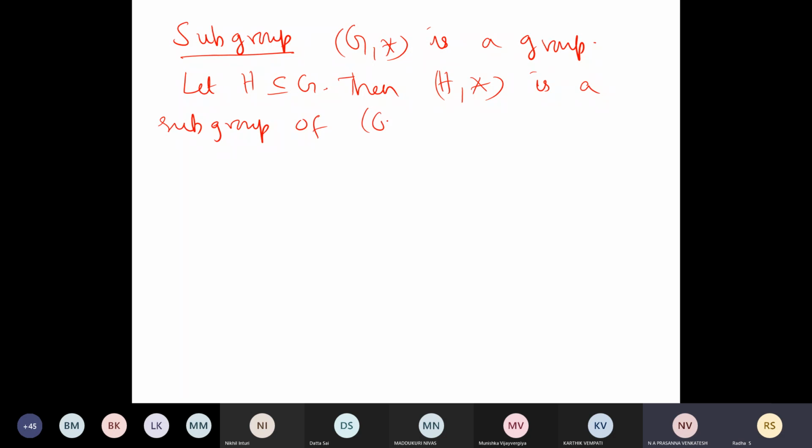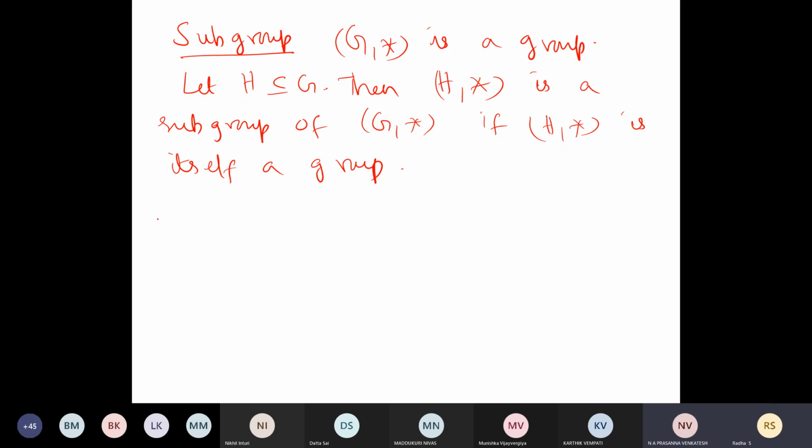Subgroup of (G, *) if (H, *) is itself a group. But the thing is, if (H, *) is itself a group, you need to verify the 4 properties: closure, associative, identity, and inverse. But what I'm saying is not all the 4 properties are needed. It is enough if you check 2 properties.